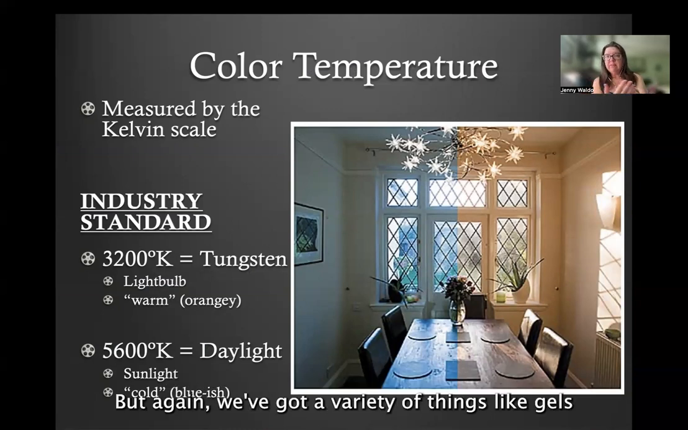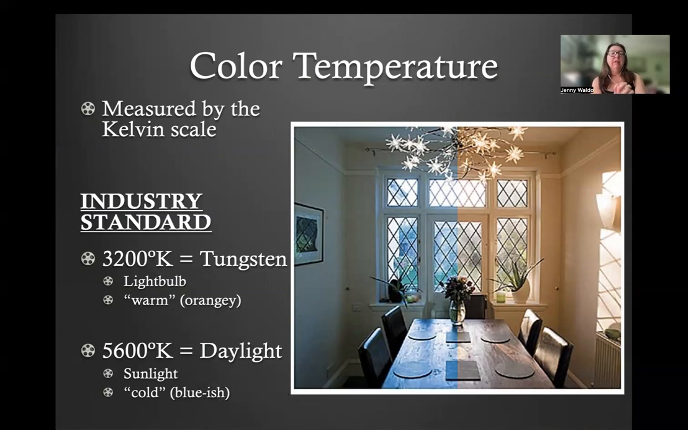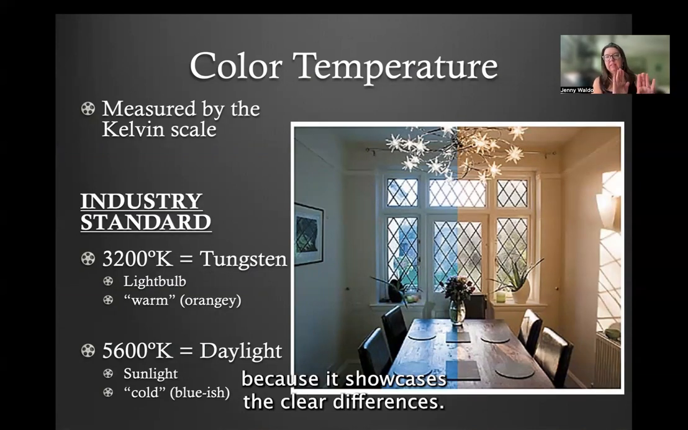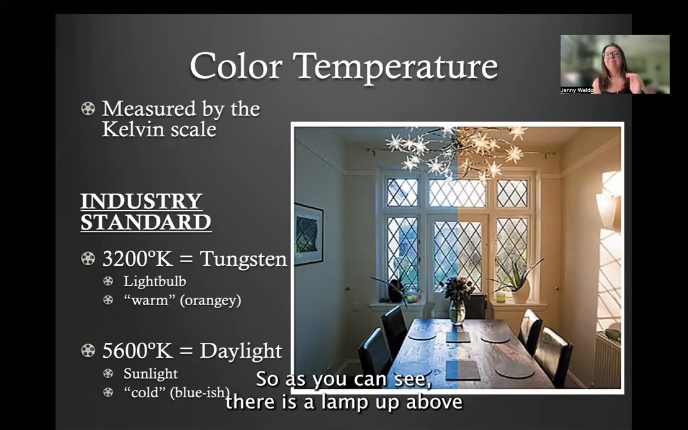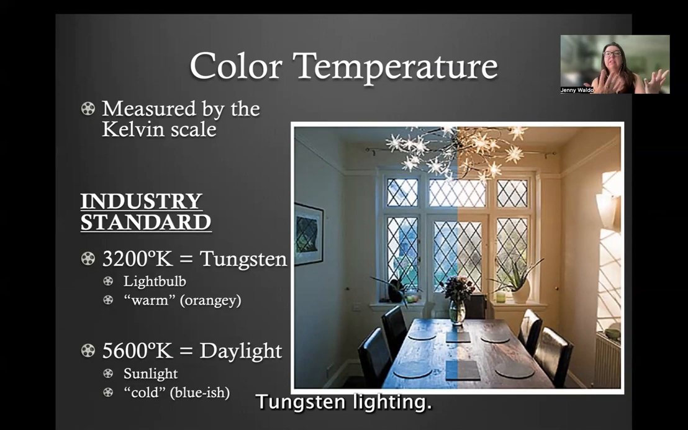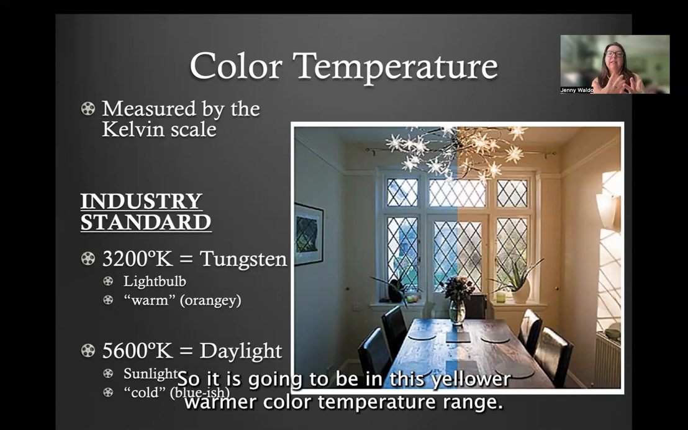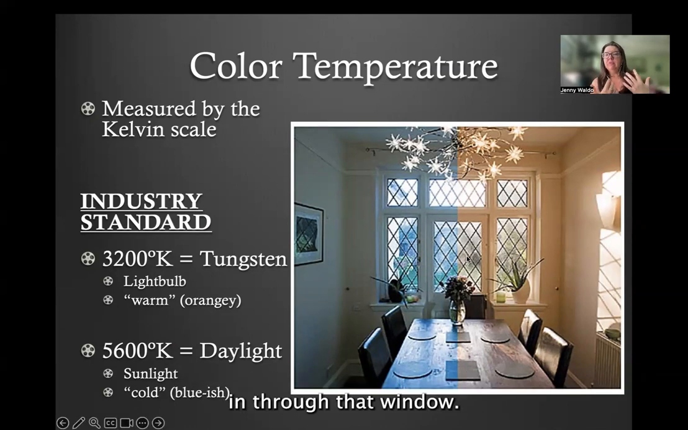But again, we've got a variety of things, and we've got gels and filters to adjust for essentially any color temperature. But this is, I think, a great image because it showcases the clear differences if you have a mixed light setting. As you can see, there is a lamp up above and on the side of the wall here that is giving off tungsten lighting. It's an electric light bulb, so it is going to be in this yellower, warmer color temperature range. But then we also have a window, and daylight is streaming in through that window.